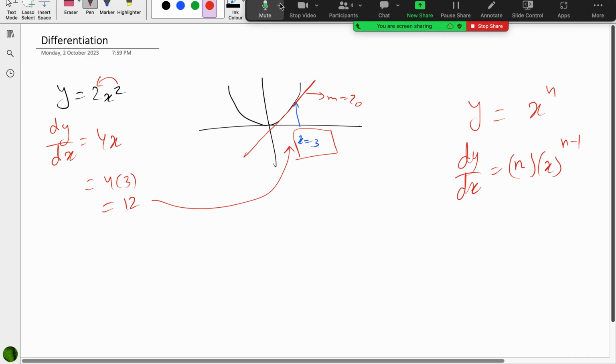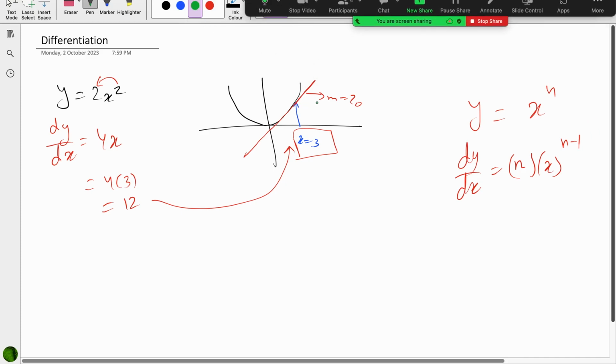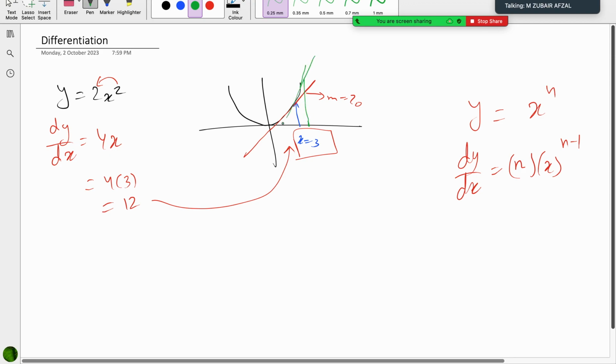For example, they ask you what is the gradient when x is equal to 4. So x equal to 4 would be the next value. Dy by dx is already there. So 4 into 4 is 16. At x equal to 4 the gradient is 16.